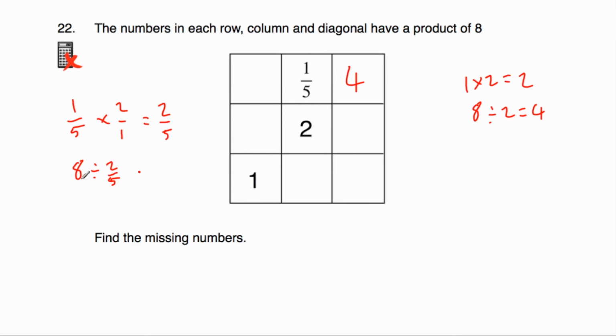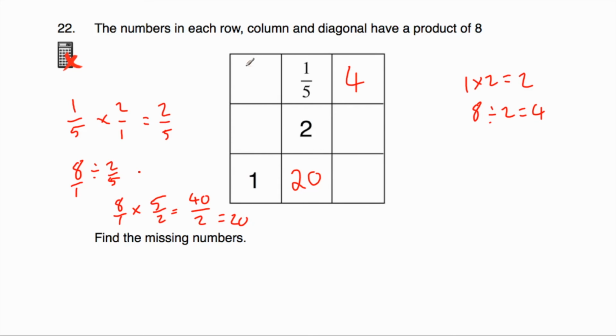8 is the same as 8 over 1, and we need to multiply by the reciprocal, so it's going to be 8 over 1 multiplied by 5 over 2. 8 times 5 is equal to 40, and 1 times 2 is equal to 2. So we've got 40 divided by 2, which is equal to 20. So 8 divided by 2/5 is equal to 20, which means this number must be 20. So we've now got two of the numbers.